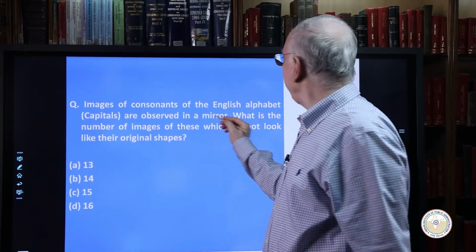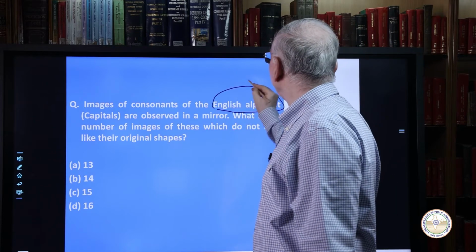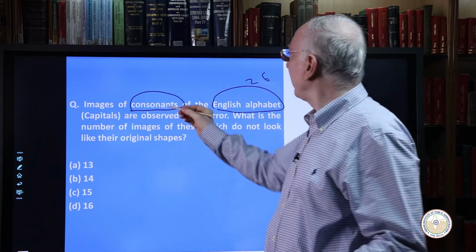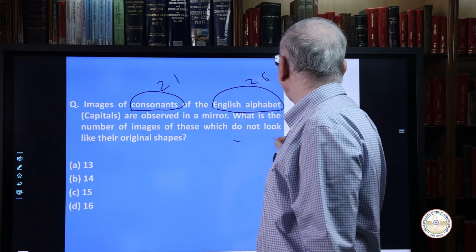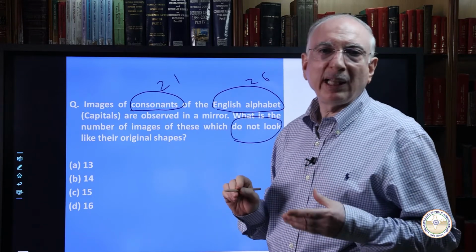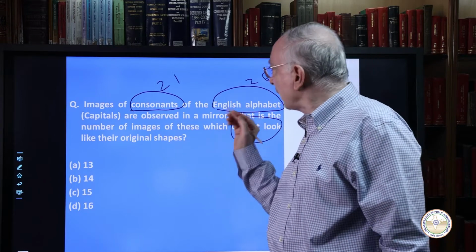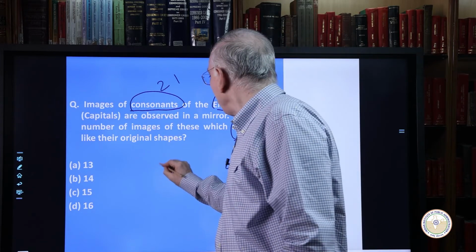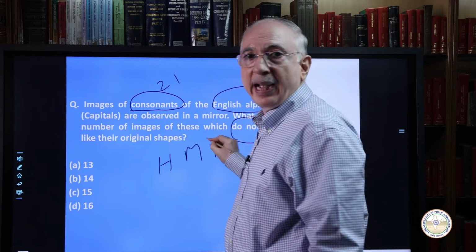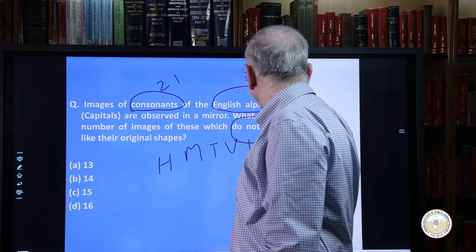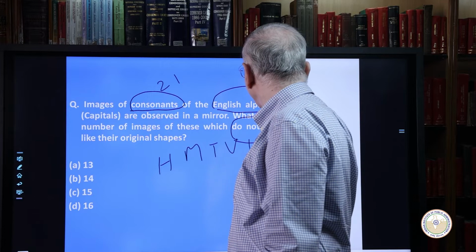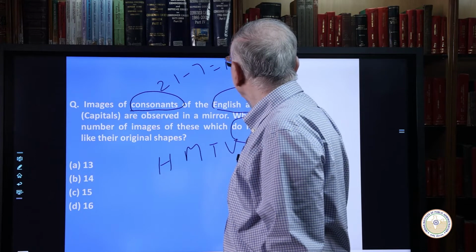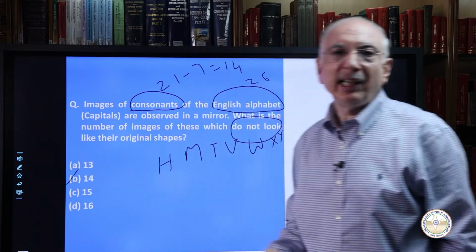Next question. Here the key points: the alphabets. We know all of us there are 26 alphabets. Now how many consonants? We know the vowels are 5, therefore consonants will be 21. And the third point is they do not look alike when we look in the mirror. Now we have to see which are the consonants which will look the same in the mirror. Let us list them. They are H, M, T and V, W, X, Y. Those are 7, and if we deduct these 7 from 21, the answer will be 14. Therefore, option B is the correct answer.